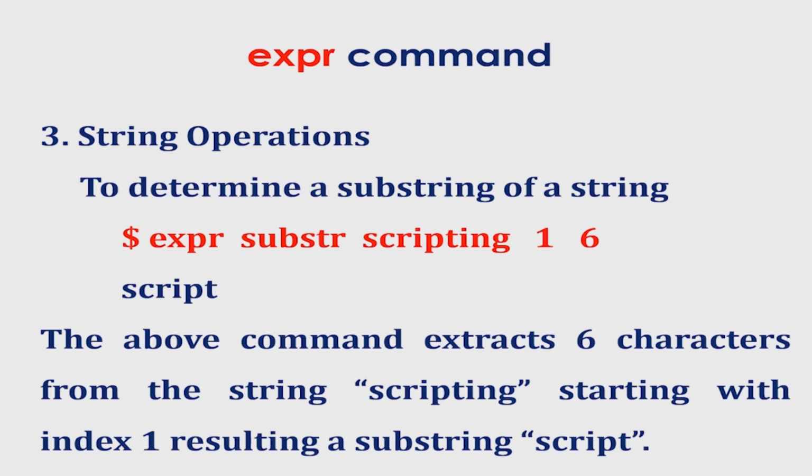For example, if we give expr space substr space scripting space 1 space 6 at the dollar prompt, then the UNIX system returns a substring script. The expr command extracts 6 characters from the string scripting starting with index 1, resulting a substring script.